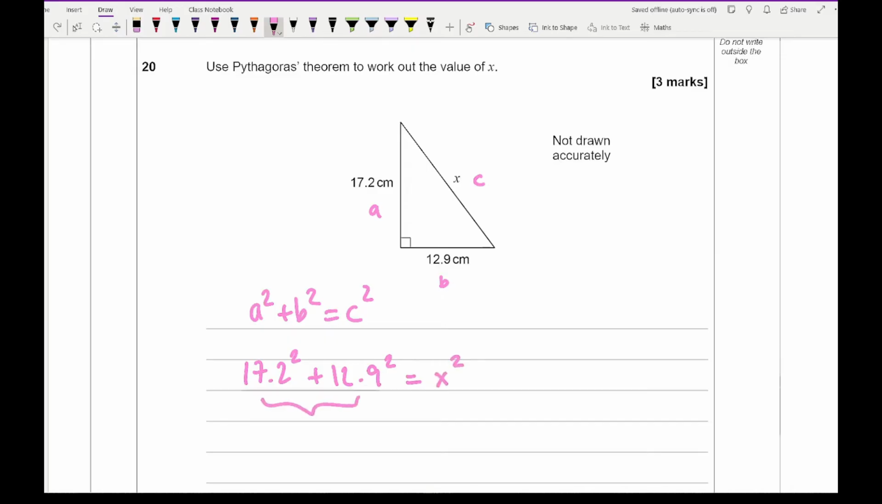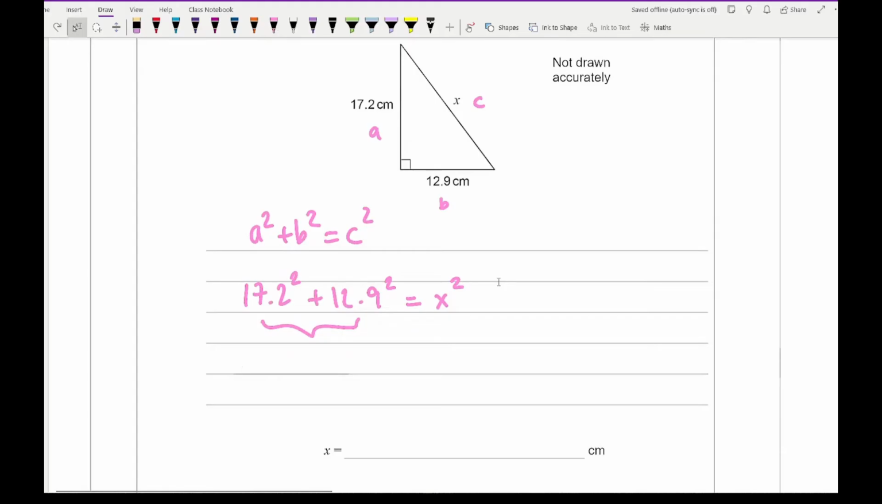Type this into our calculator, in which we should have an answer of, let's just type that in, 12.9 squared plus 17.2 squared, and we get an answer of 462.25 equals x squared. So x is going to be the square root of 462.25, in which we should end up with an answer of 21.5.